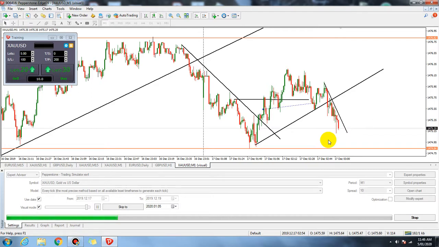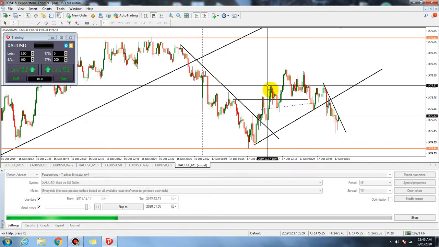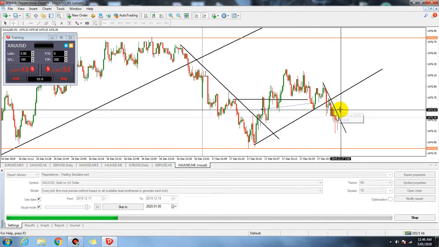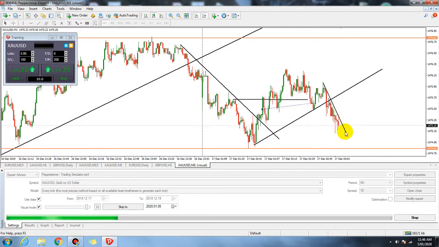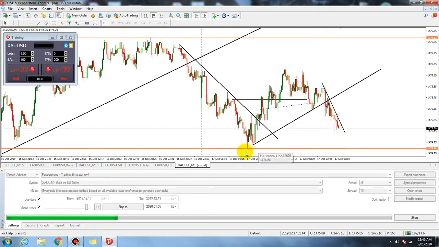Testing daily lows. What time are we looking at here? Sort of around 3 o'clock. Getting towards the end of the Asian session here. Possible low of the day.